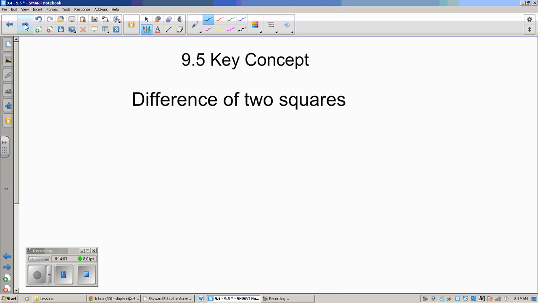How about some other perfect squares? Jasmine. 64. 25. 36. 4. 1. Good. 9. 144. Can someone give me a variable that's a perfect square?